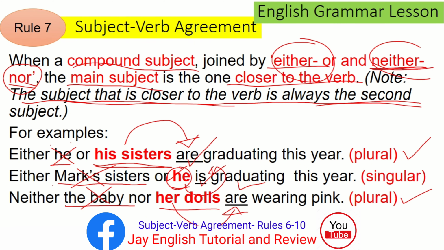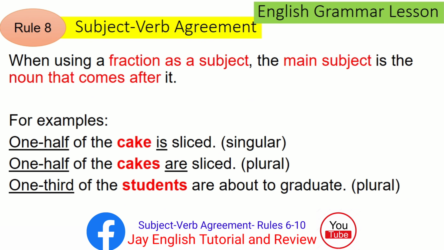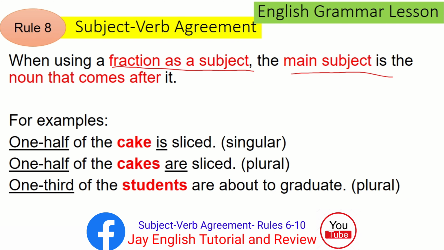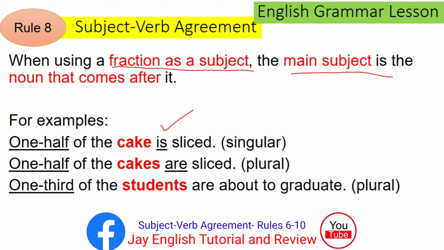Let's move to rule number 8. It says, when using a fraction as a subject, the main subject is the noun that comes after it. For example, 1/2 of the cake is sliced. So in this example, we are using a singular verb or linking verb, which is.